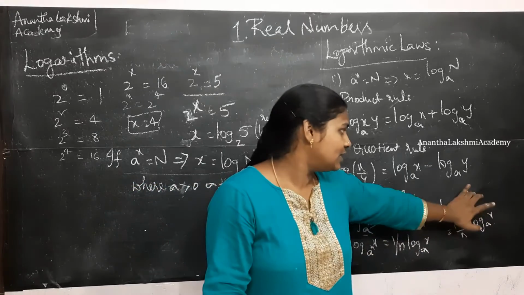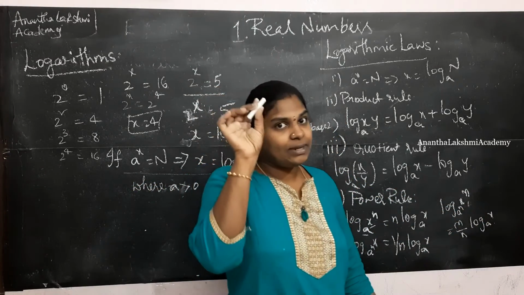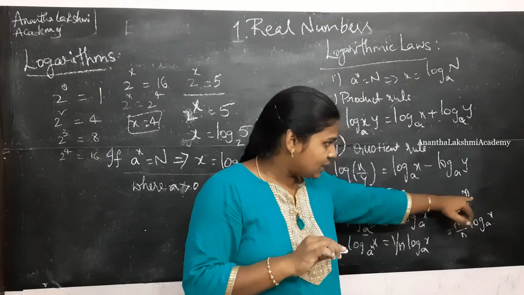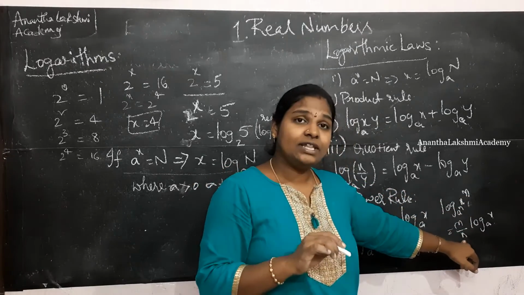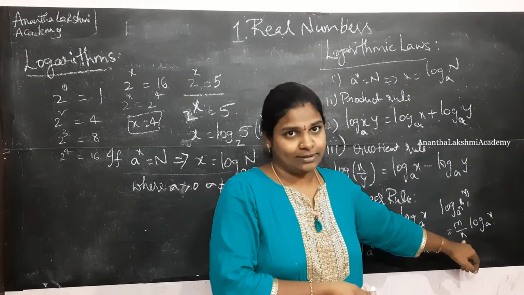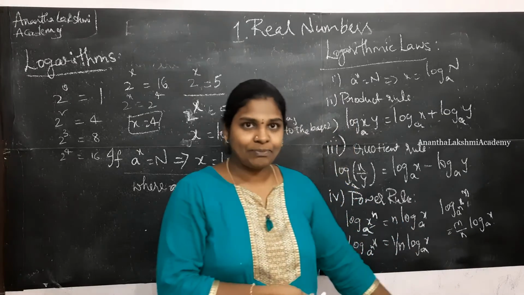When you have it at both ends, the numerator will be the power of the number, and the denominator will be the power of the what? Power of the base. Alright?